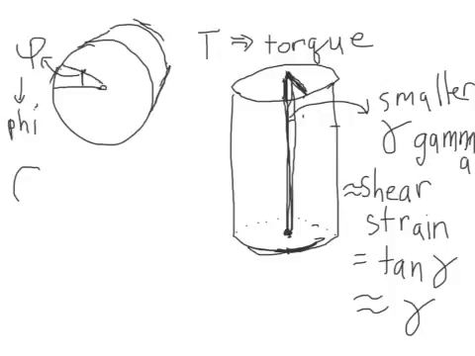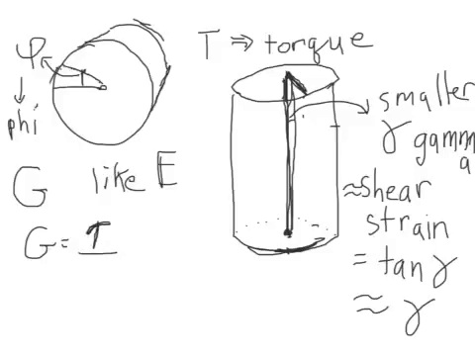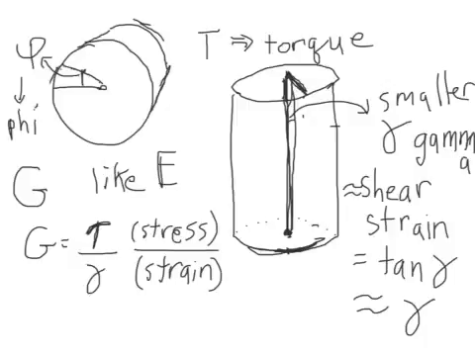That's different than G, which is the shear modulus. This is like the elastic modulus, like Young's modulus E. And just like E is stress over strain, G is also stress over strain, but it's shear stress. This is tau for shear stress. We've seen that before. And the shear strain gamma that we just found. So that big G is the shear modulus, or the modulus of rigidity.